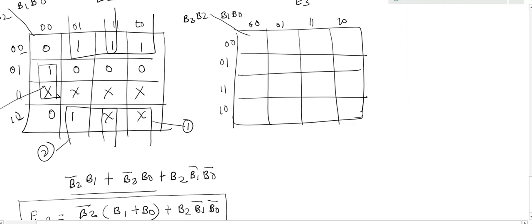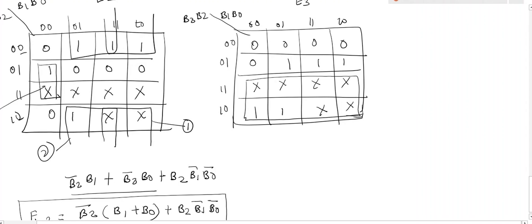The K map for E3. Now after plotting the cells on a K map for E3, E3 will look like this: 0, 0, 0, 0, 0, 1, 1, 1, then 1, 1, and the rest are all don't cares. Now we'll try to make an octet. We can make this an octet. This will be my first octet. This is group number 1.